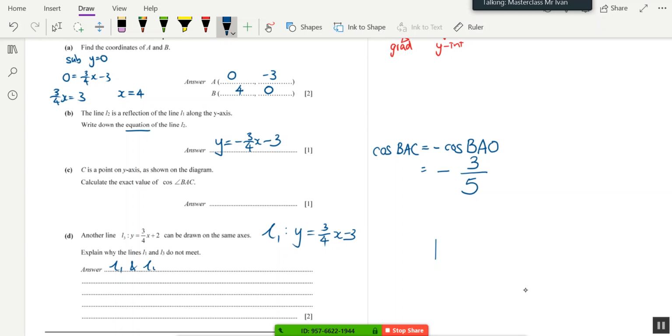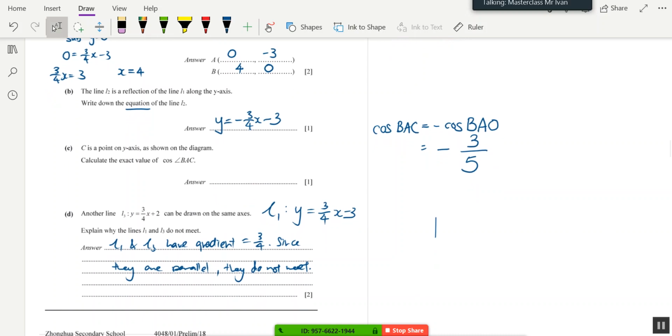L1 and L3 have gradient equals to 3 over 4. Since they are parallel, they do not meet. Okay, so good that these kind of things come up to your mind.